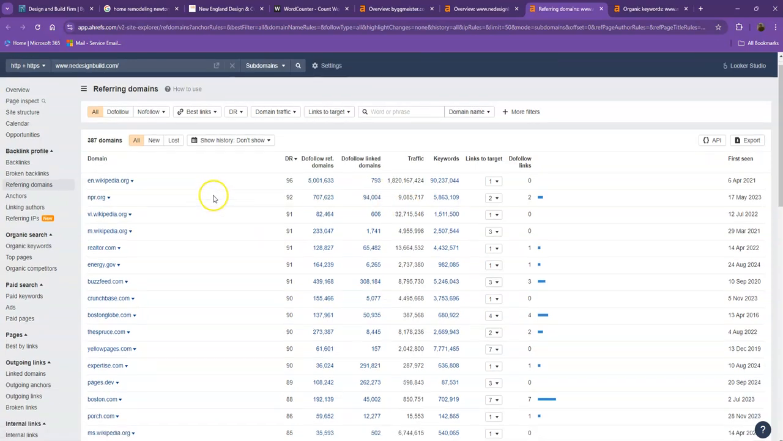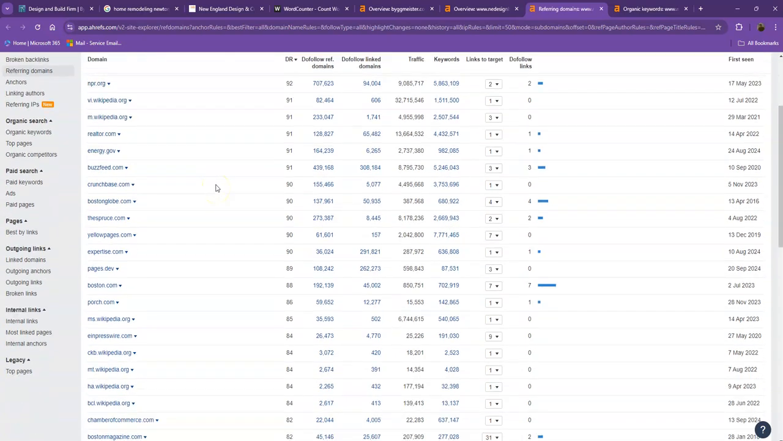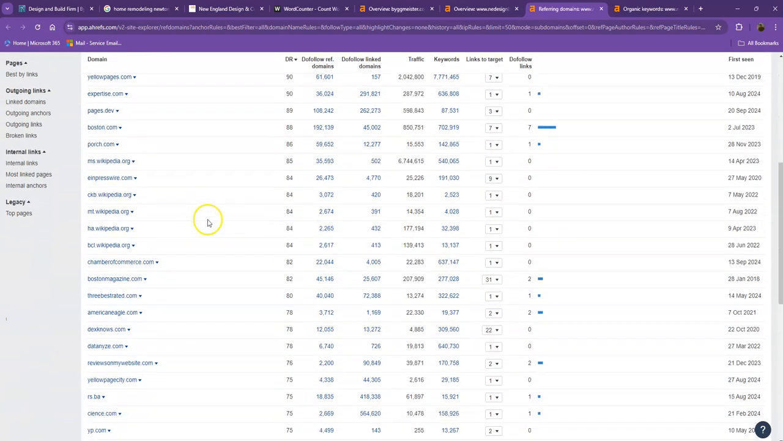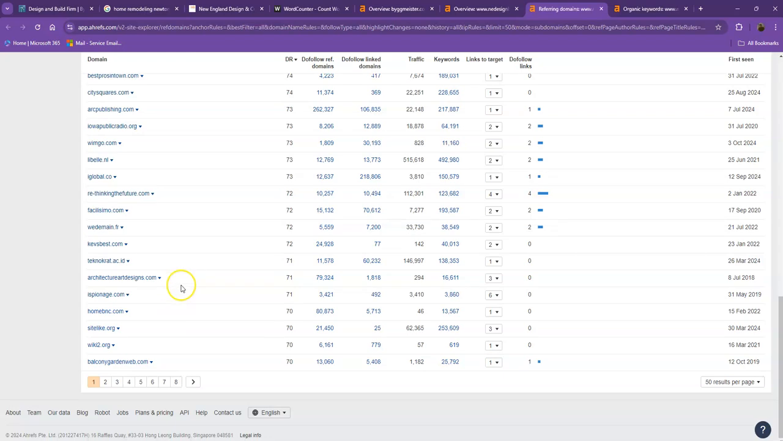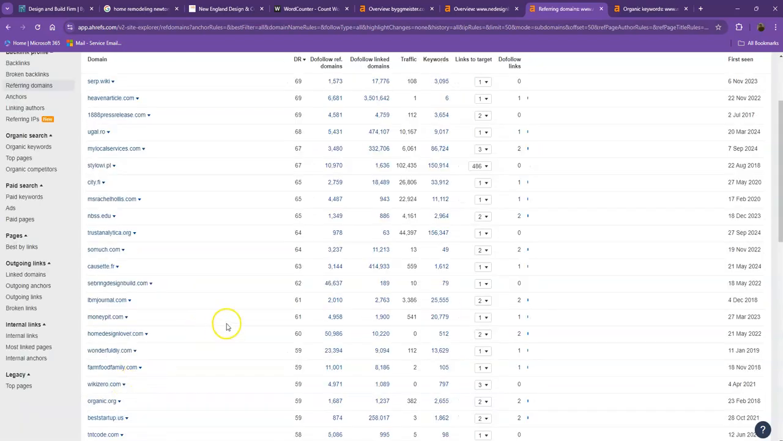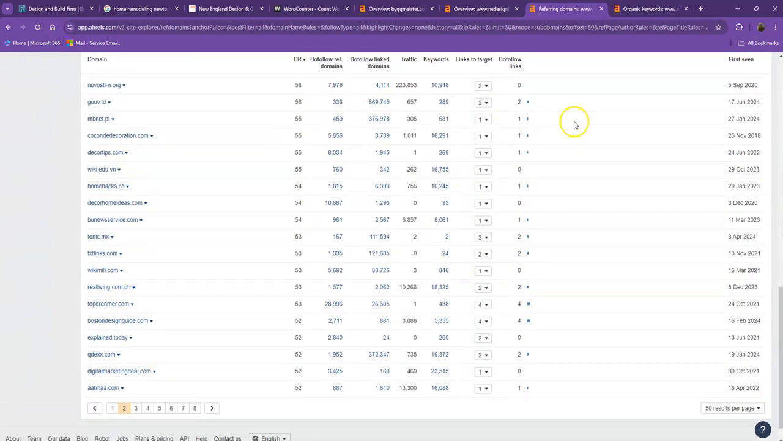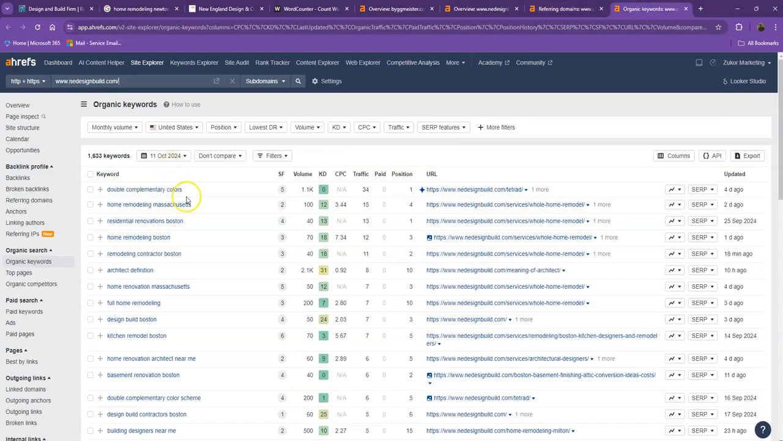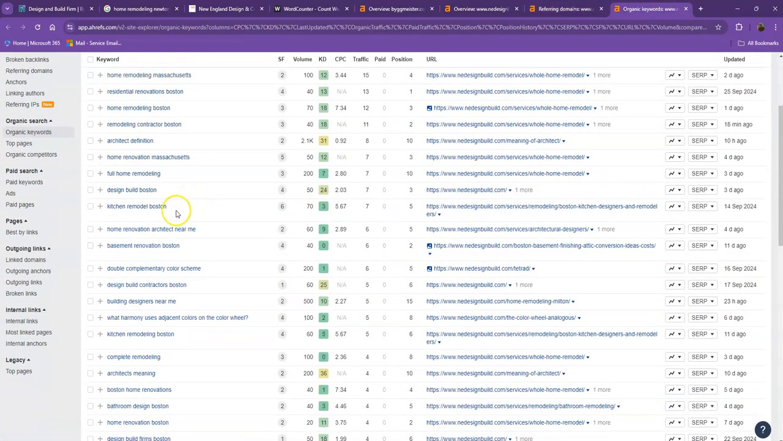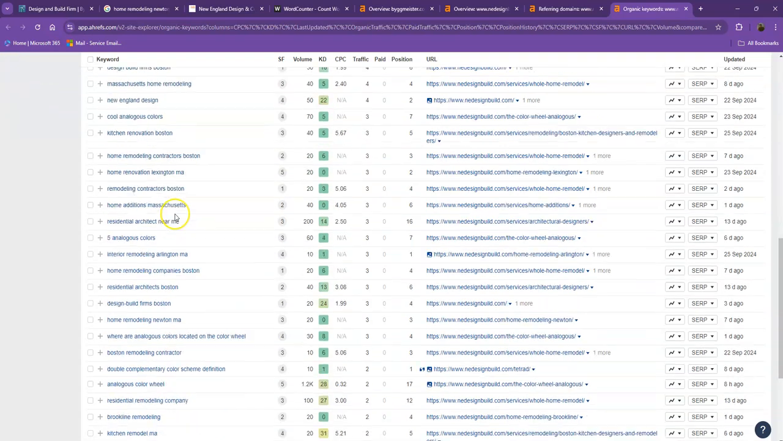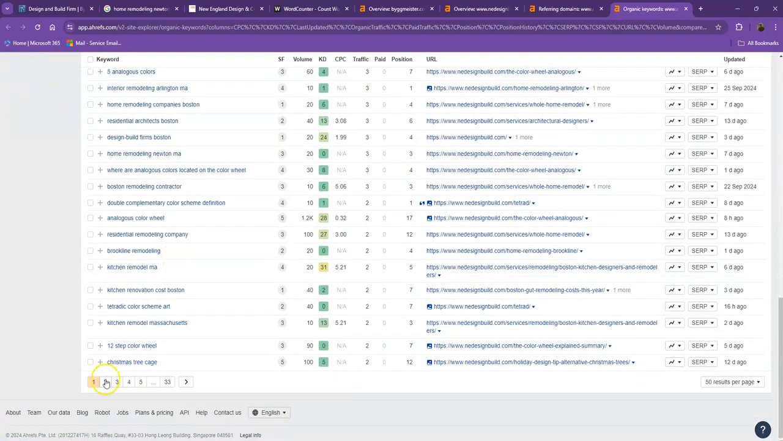Starting off with the referring domains. These are all the directories they're currently listed on that bring them a lot of attention and a lot of traffic. That's why they're also ranking higher in the searches. Next are the organic keywords. These are all the keywords they have listed on their website. So when customers search for these specific words, their website will show on top of the list.